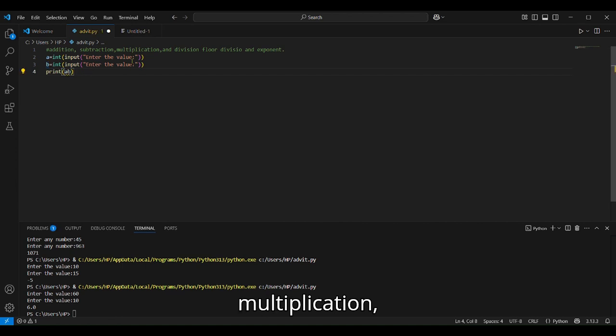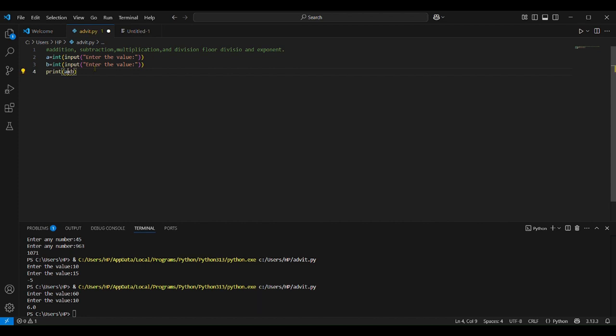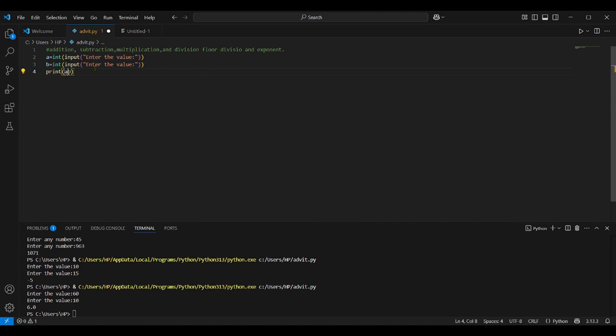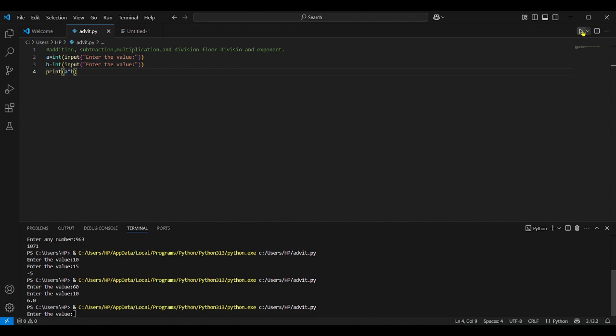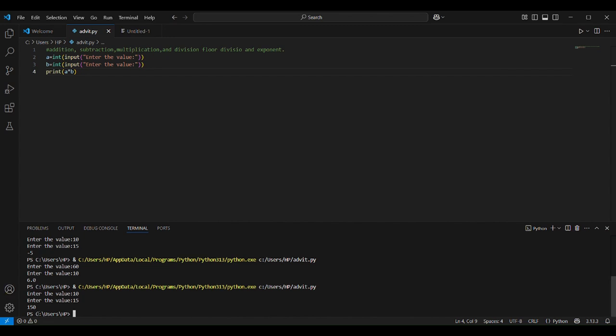The next step is multiplication. If we go for multiplication, a multiplied by b, we cannot write it like this, it is not suitable for Python. We use the star symbol for a multiplied by b. Then I enter the values 10 and 15, and the answer is 150, that is 10 multiplied by 15.